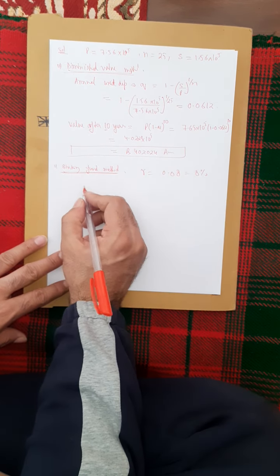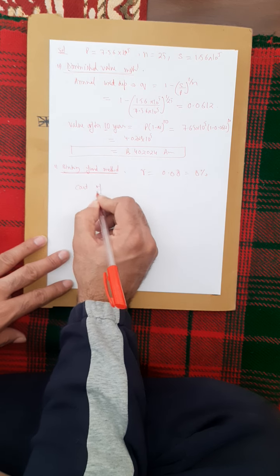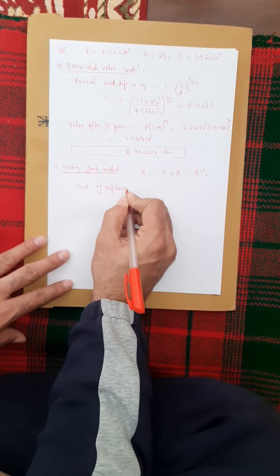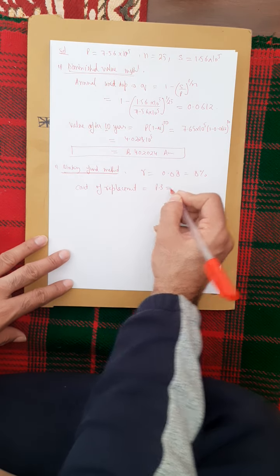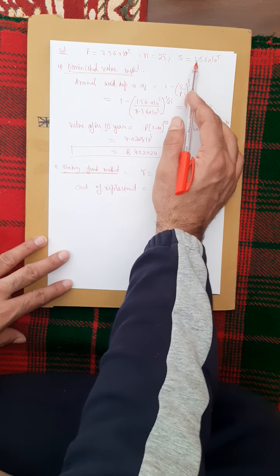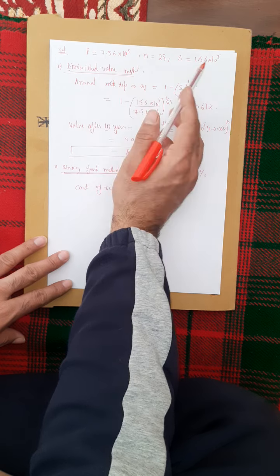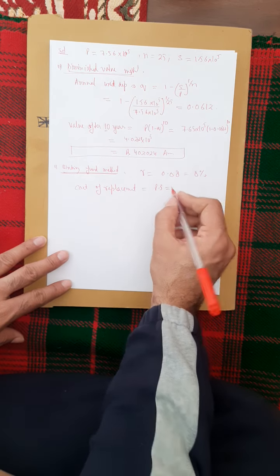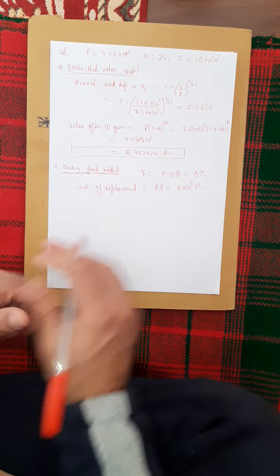So what is the cost of replacement? Cost of replacement will be P minus S, which is 7.56 into 10 to the 5, and S is 1.56 into 10 to the 5. So leaving aside 10 to the 5, you will get 7.56 minus 1.56, which is 6 into 10 raised to the power 5 rupees. This is the cost of replacement.